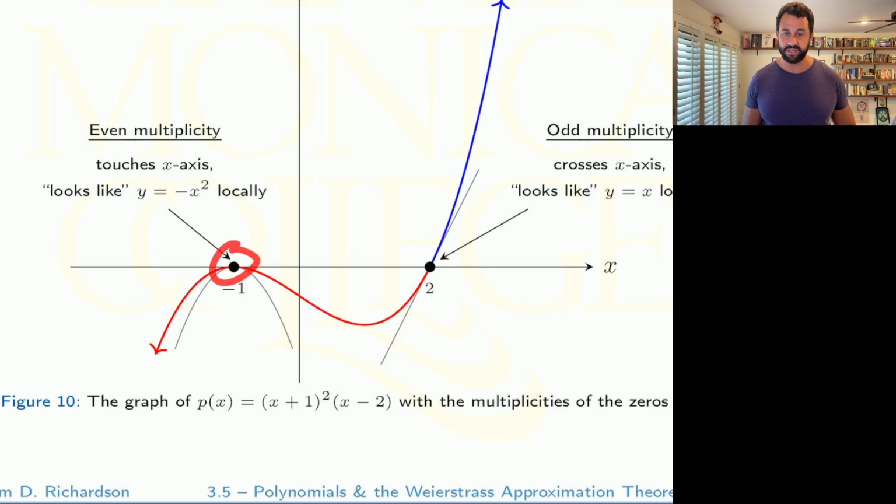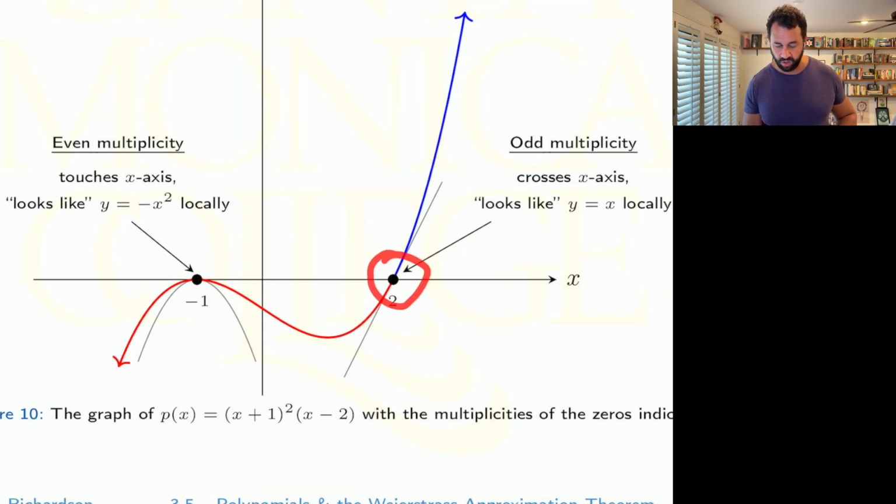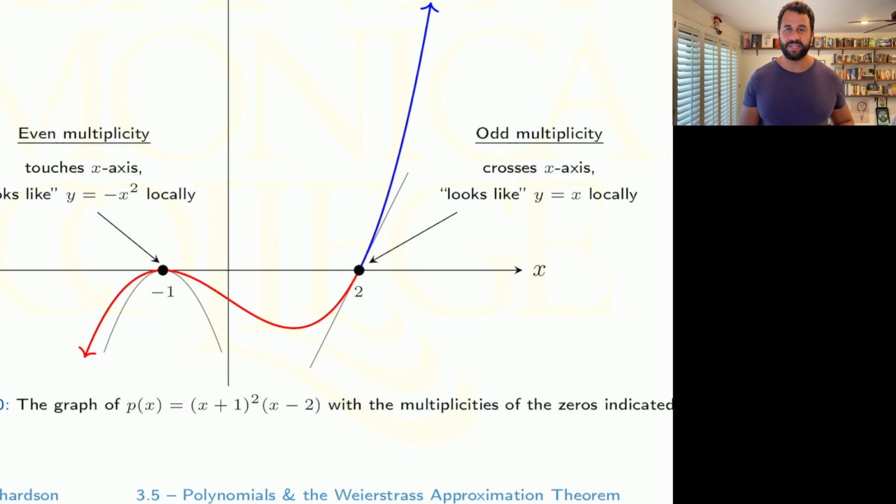So here, the multiplicity from that previous example, for this root, it was even. And that's why it kind of bounces off. It looks like x squared. It's not equal to x squared, but it kind of looks like x squared, negative in this case because it's opening downward. And then here, the multiplicity was 1, and that's why it looks like just the diagonal, right? Just looks like. It's not that it's equal to it, but it looks like it.